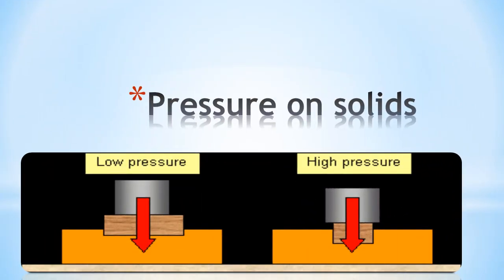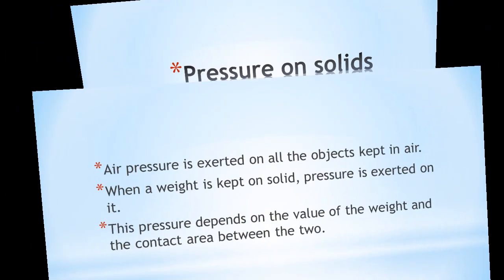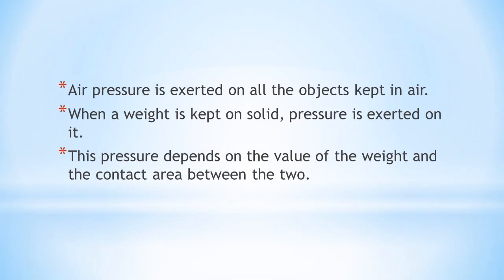Let's move further. Now we will see the pressure on solid, liquid and gas. So first let's see the pressure on solid. Okay students, air pressure is exerted on all the objects kept in the air. When a weight is kept on a solid, pressure is exerted on it. This pressure depends on the value of the weight and the contact area between the two. So when we keep weight on a solid, pressure is created on it, and pressure is exerted on all the objects kept in air.